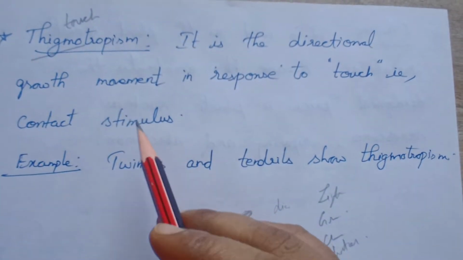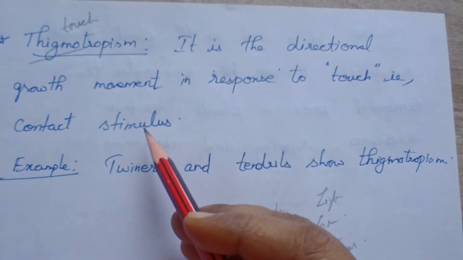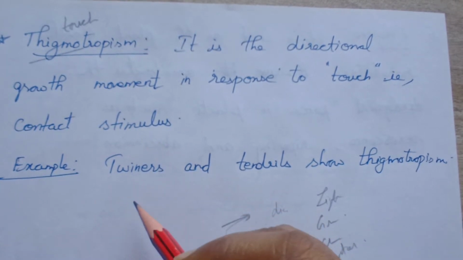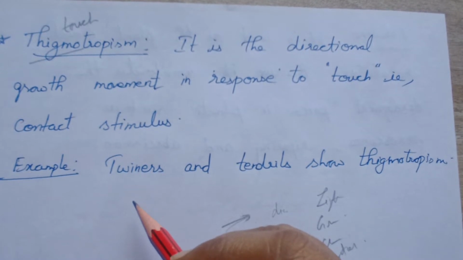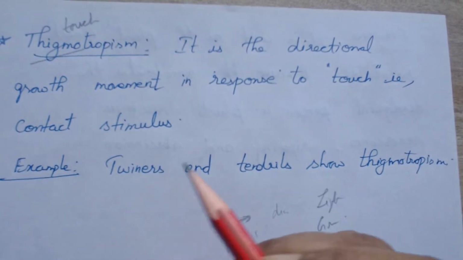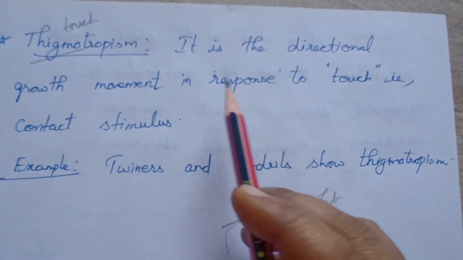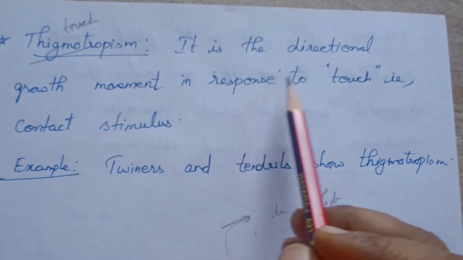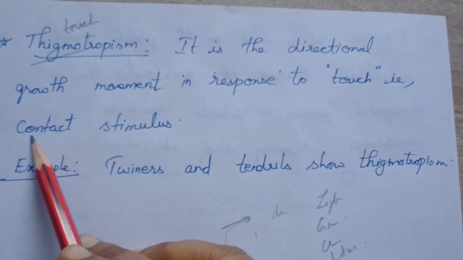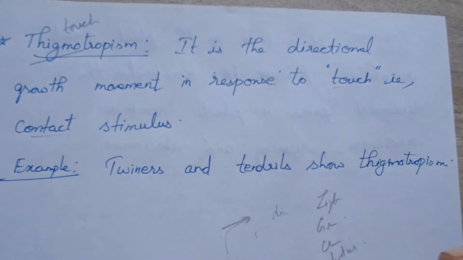When it touches something, there is no particular thing like water. This is chemical, this is light, it is not like that. Whatever it touches, an obstacle or any plant or any wall or anything, if it touches, it will show some movement. It is a directional growth movement in response to touch. That is your contact stimulus. Your stimulus is contact, or you can say touch.